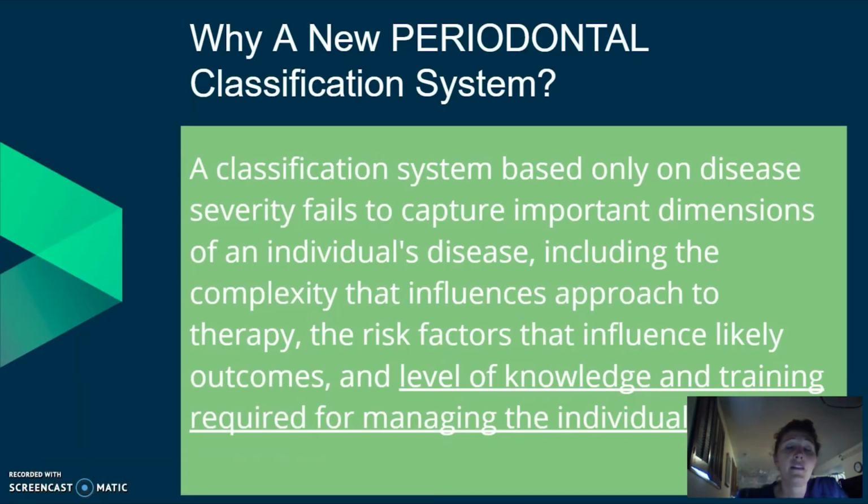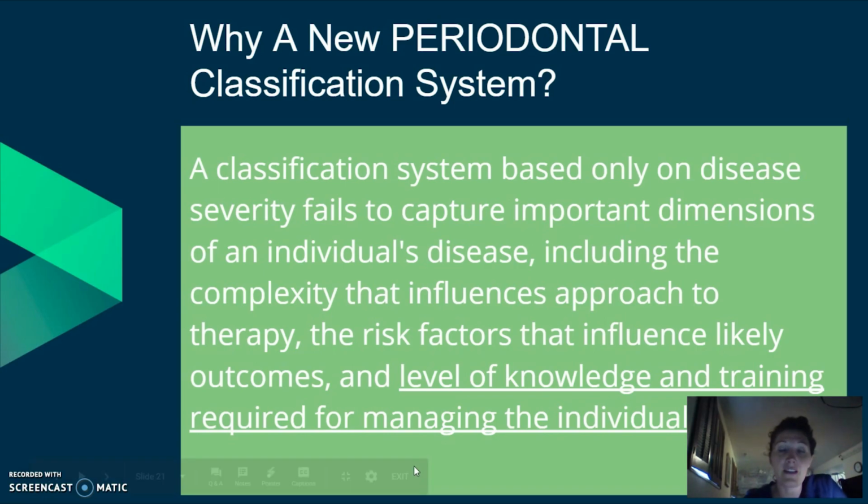So why did they do a new periodontal classification system? The old system was based on disease severity, so we had chronic or aggressive, and that fails to capture the important dimensions of an individual's disease, including the complexity that influences approach to therapy, the risk factors that include likely outcomes, and the level of knowledge and training required for managing the individual cases.